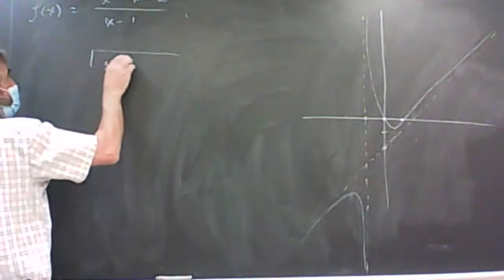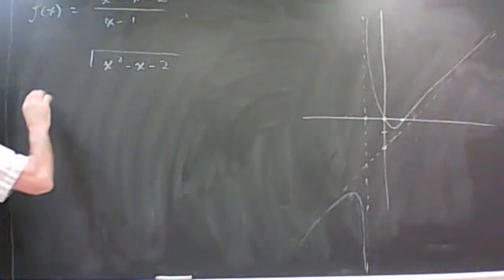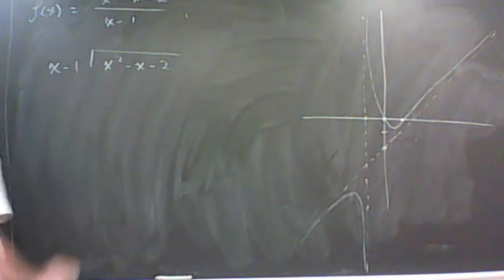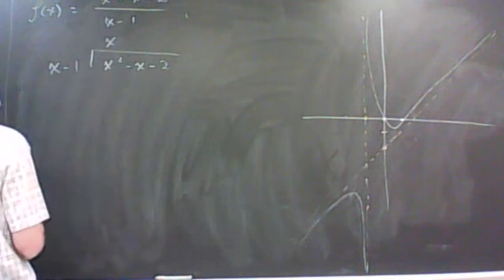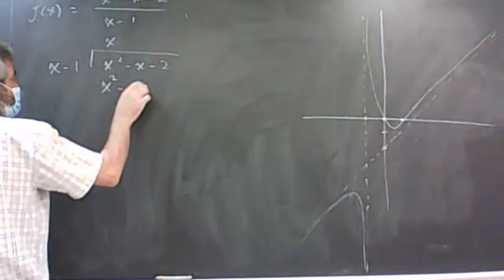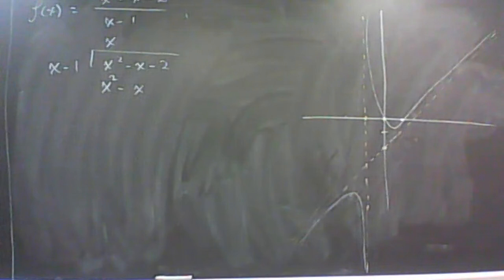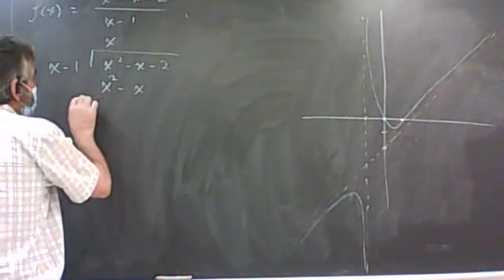Let's figure out what the slant asymptote is. So for slant asymptote, I'm going to divide these: x squared minus x minus 2 by x minus 1. I'll do this with long division. You guys do synthetic division if you want. It's easier with synthetic division, but I'm going to do long division just to refresh your memory. So we have x squared divided by x is x. So that's going to be x squared minus x.